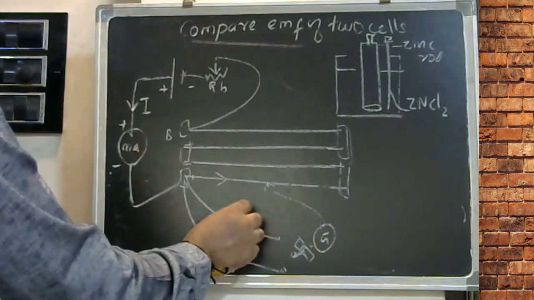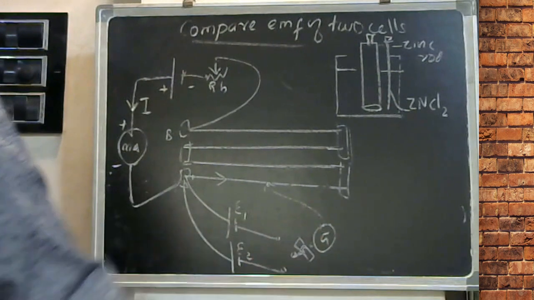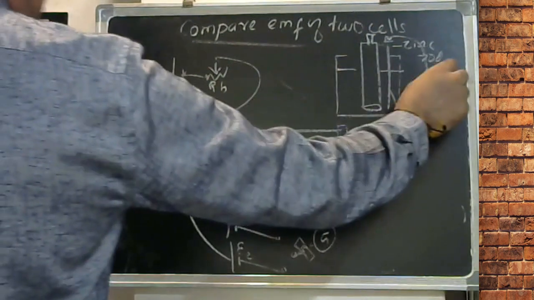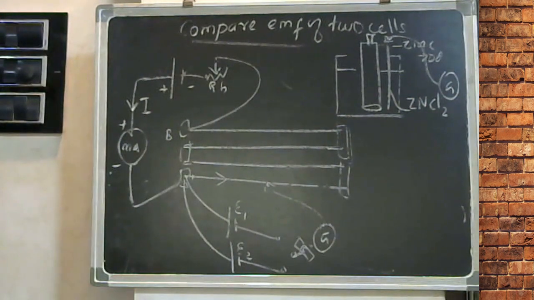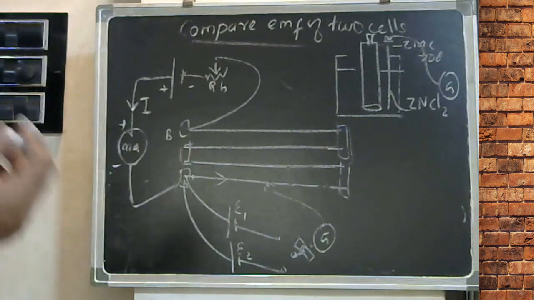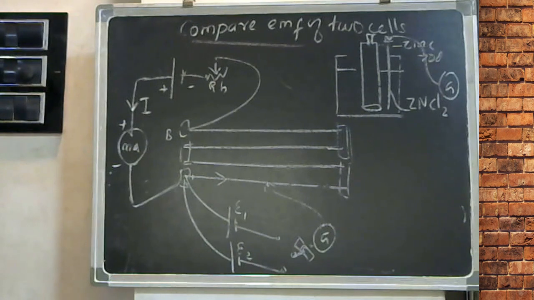The zinc rod is always negative, so it goes to the galvanometer. The zinc rod should be going to the galvanometer and not to the main circuit. If you connect it the other way around, you will not get the answer. Your potentiometer won't work. You will not get a balancing length at all because the current is reversed. You will never get the answer.